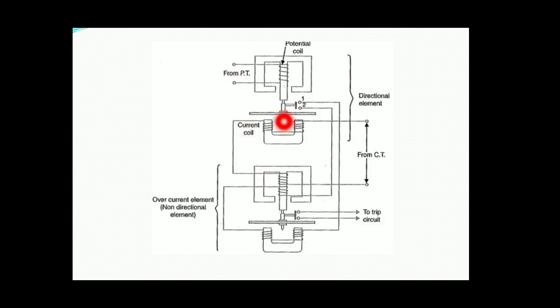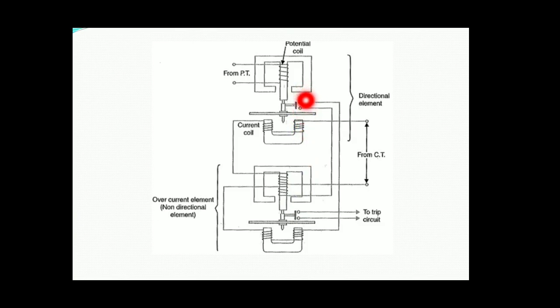Next one is the current coil. The current coil of the element is energized from the CT, the current transformer, by circuit current. Next, the tripping contacts 1 and 2.